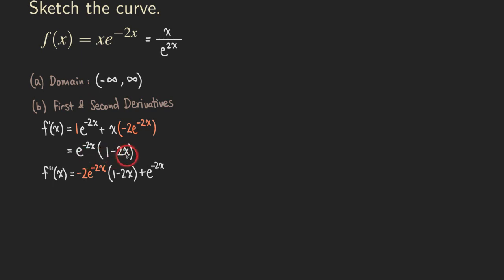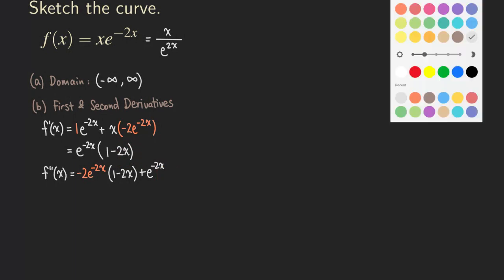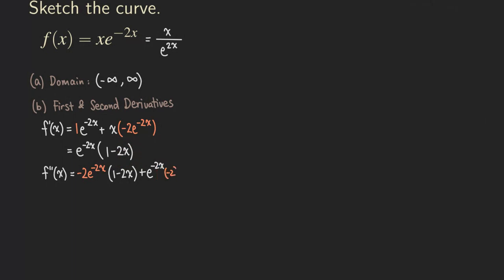We differentiate 1 minus 2x, which will just give us negative 2. So we have this negative 2 here. And then now we can simplify. Again, we can factor out e to the negative 2x from both terms right here. So we should be doing that: e to the negative 2x.